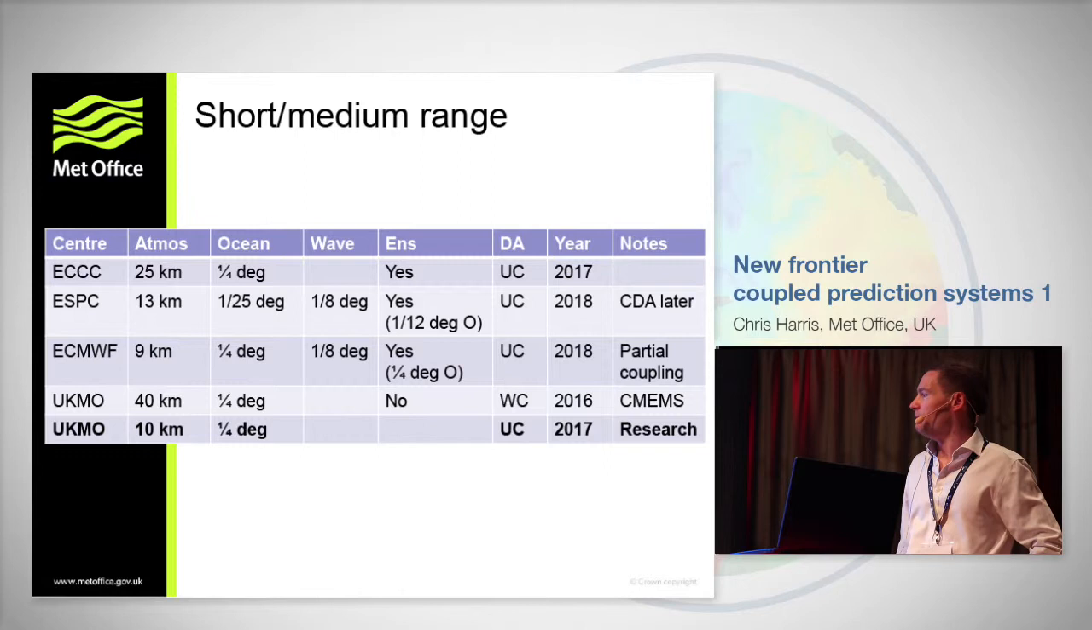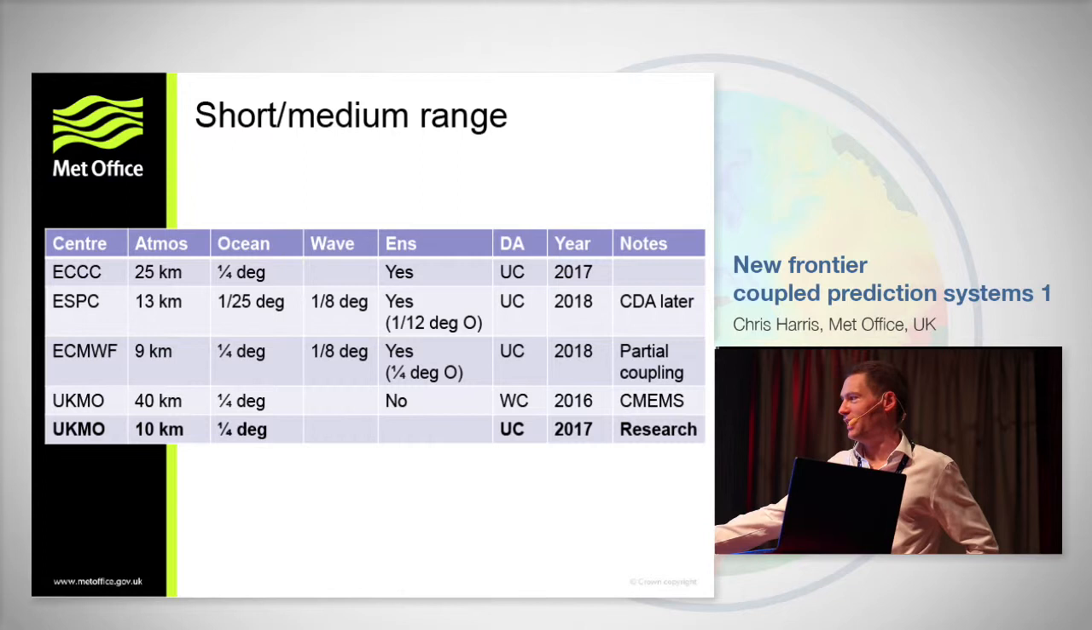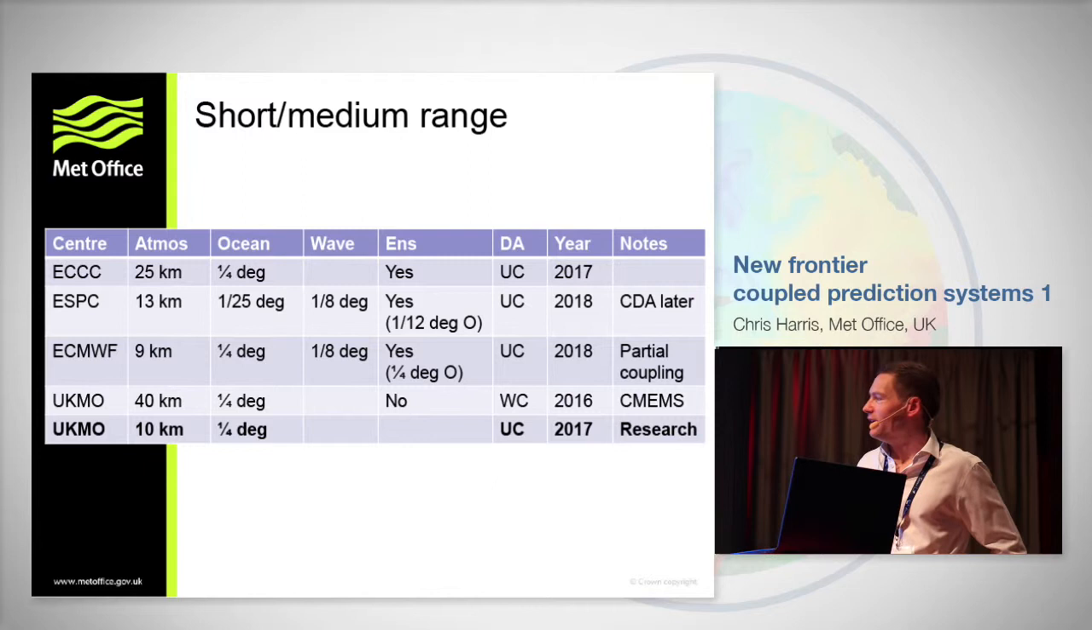And then finally, I'm going to talk a bit about another Met Office system which we've had running in real time as a research system for a few months now. So this is using uncoupled data simulation. It's much more like some of those early results I was showing from that previous system. But the advantage is it has a 10-kilometer atmosphere, so it now matches exactly what we're running operationally at the Met Office at the moment. So we can make those kind of more direct comparisons.